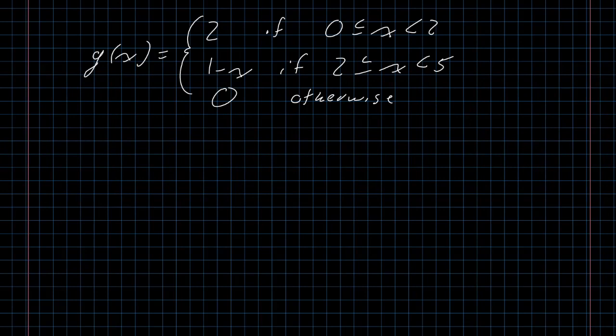Consider this function, g of x is equal to 2 if 0 is less than or equal to x is less than 2. g of x is equal to 1 minus x if 2 is less than or equal to x is less than 5. And g of x is equal to 0 otherwise. All right, let's sketch out a quick set of coordinate axes.